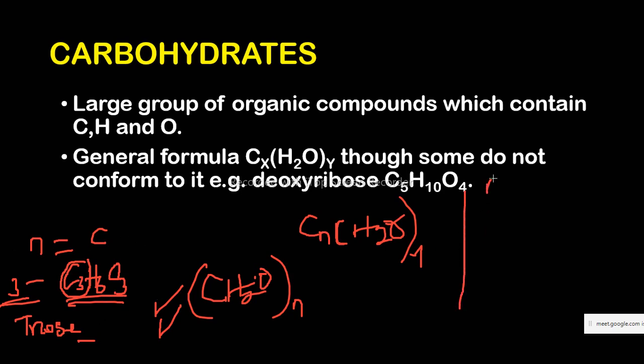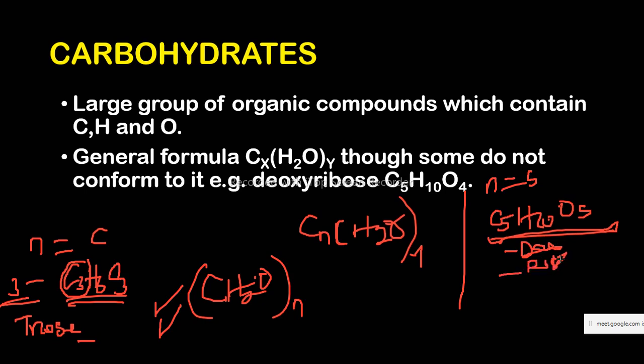If n is 4, if n is 5, then you have C5H10O5. And this one is a pentose sugar. Examples of a pentose sugar, we have two. One is deoxyribose sugar, and another one is ribose sugar. We shall study each, and we shall see how they behave and what they are.